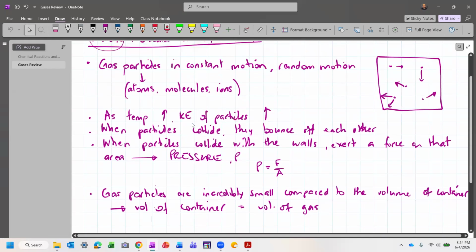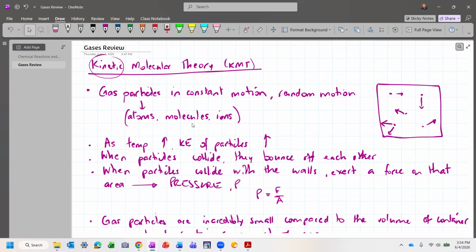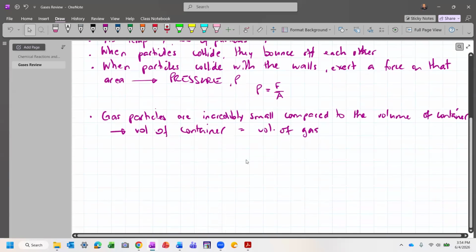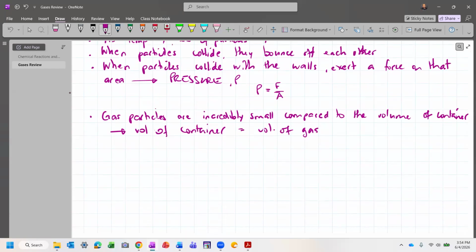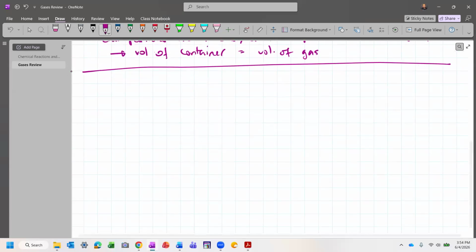So if you have to describe or remember or predict the behavior of gases, you can always go back to these ideas of the kinetic molecular theory to explain and predict gas behavior. So a couple additional things to note about gases in general. As we know, gases are all around us.